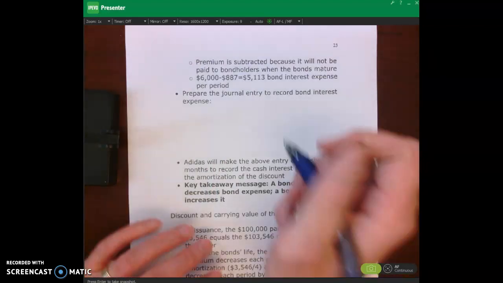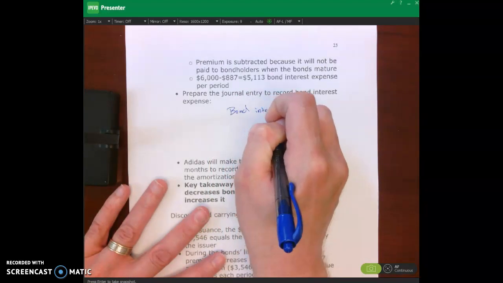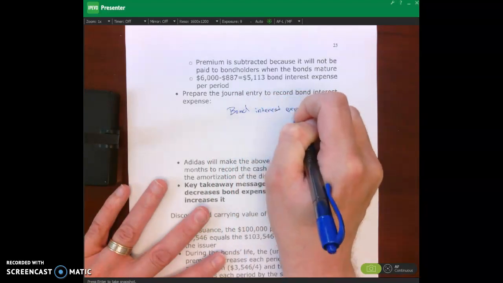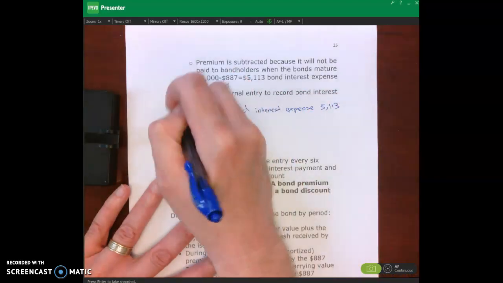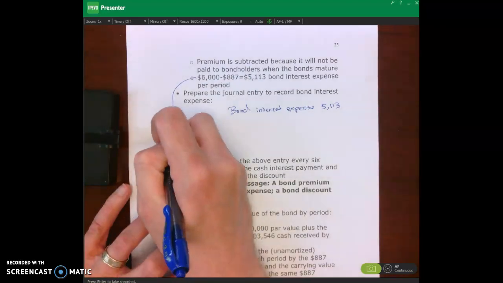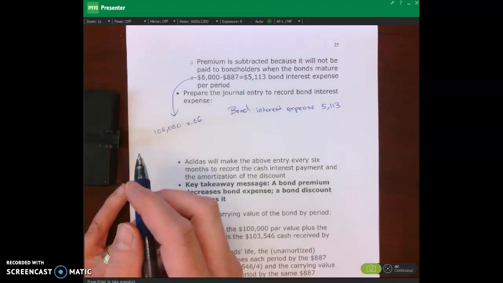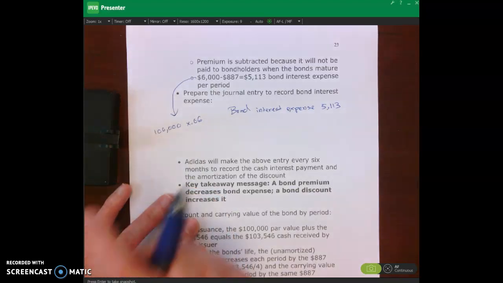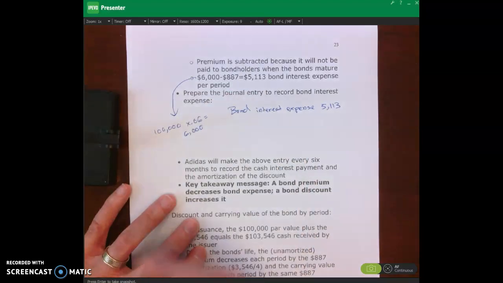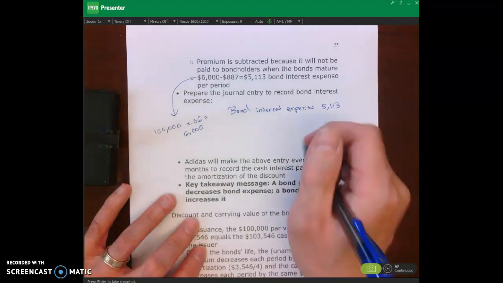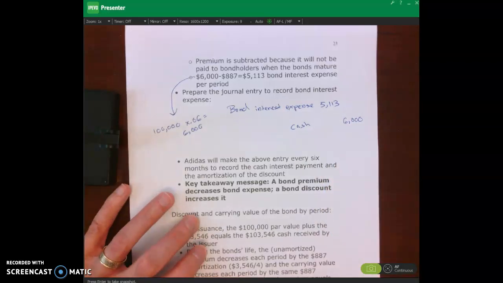Okay, so we'll do our journal entry, debit to bond interest expense for $5,113. And again, I'm going to write out how I got that $6,000. Remember, it's our 100,000 times our contract rate, which, remember, our contract rate was 12%, but that's 12% per year, or 6% every 6 months. Gives us $6,000 right there. So I'll credit cash my $6,000. That's how much I'll pay my bondholders.